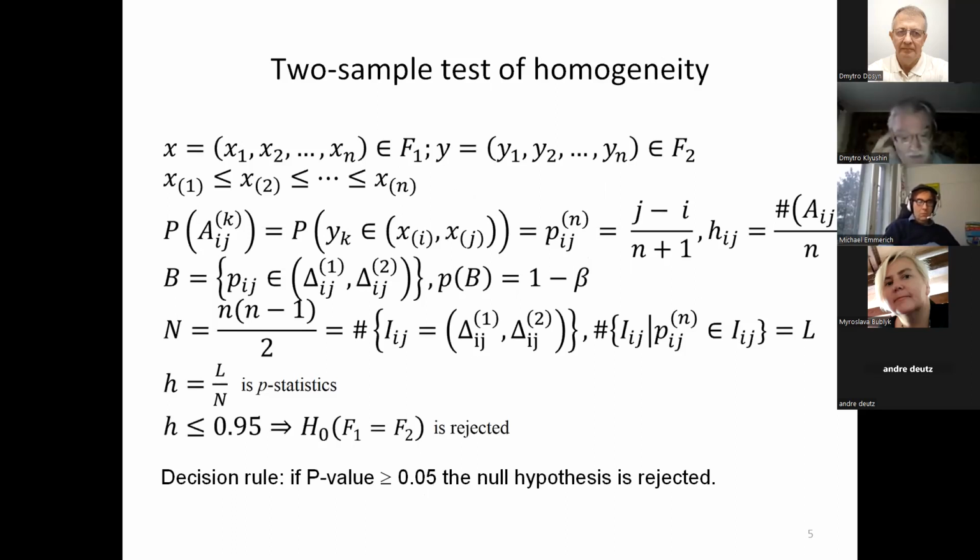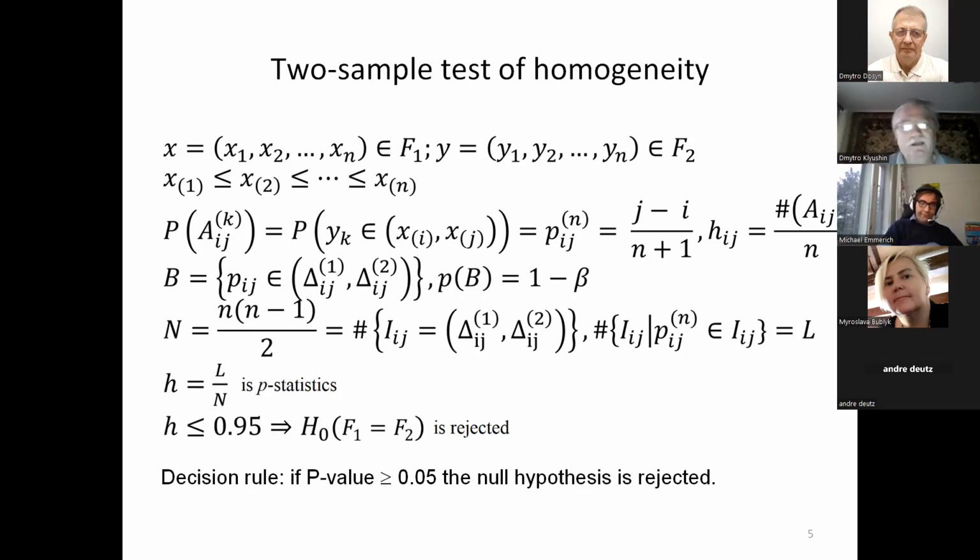The two-sample test of homogeneity is reduced to the construction of variational series and to the use of so-called Hill's assumption, that a random value lies between two order statistics with exact probability (j minus i) divided by (n plus 1), independently of the distribution or any assumptions, just the numbers of order statistics and the size of the sample.